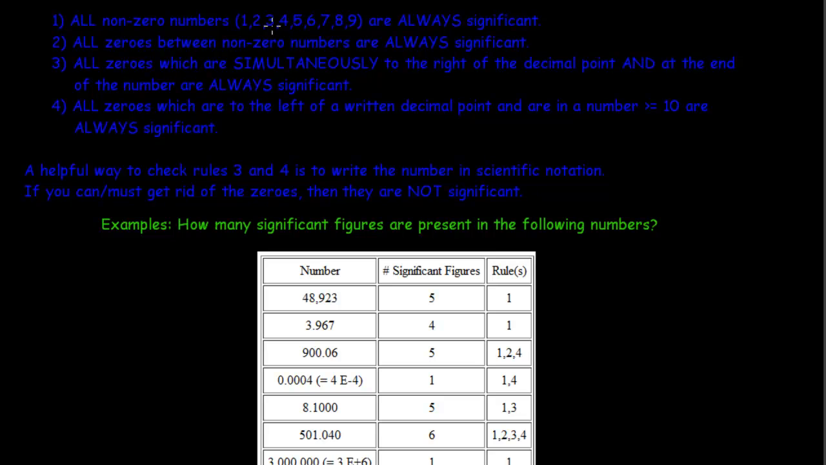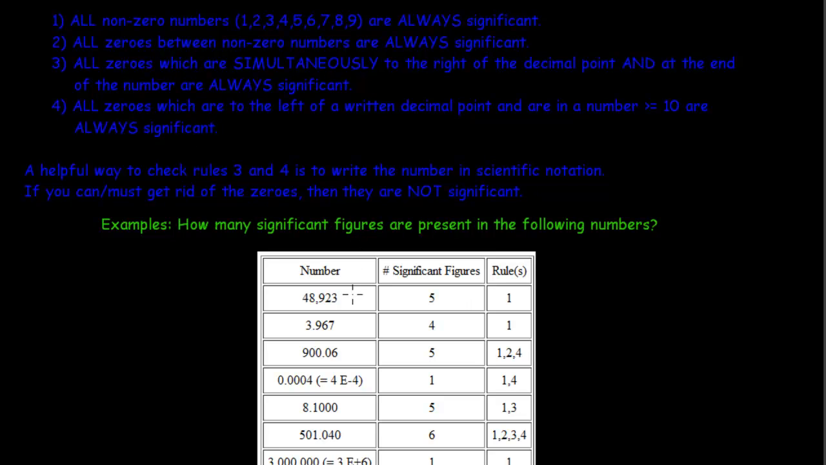Any non-zero numbers like 1, 2, 3, 4, 5, 6, 7, 8, 9 are always significant. They're always important. All zeros between non-zero numbers, like if you had a 1, 0, 0, 0, 0, 2, 0, 0, 0, 3, all the zeros that are in there are going to be significant. All zeros which are simultaneously to the right of the decimal point at the end of the number are always significant, and I'll show you that when we get down here. And all zeros which are to the left of the written decimal, like this one right there, are always significant.